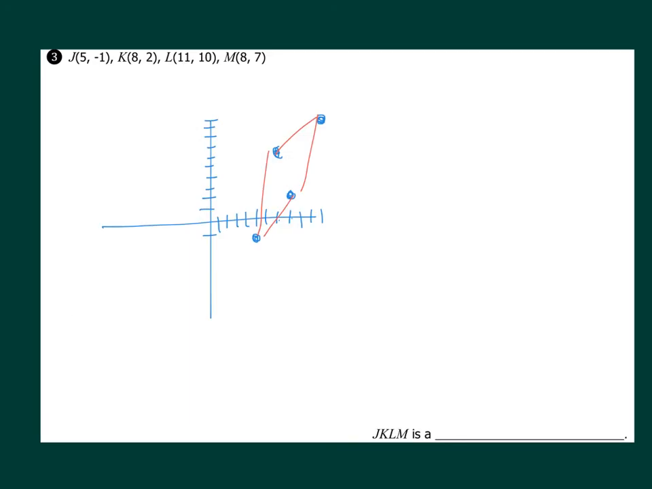So I just wanted to draw a rough sketch to show you that even a rough sketch isn't too bad. Now this initial point, 5, -1, was J. 8, 2 was K, 11, 10 was L, and 8, 7 was M. So I'm going to need to find the lengths of ML and JK. Those are opposite sides. They should be congruent. Then I'm going to find LK and MJ. Those are opposite sides. They should be congruent.